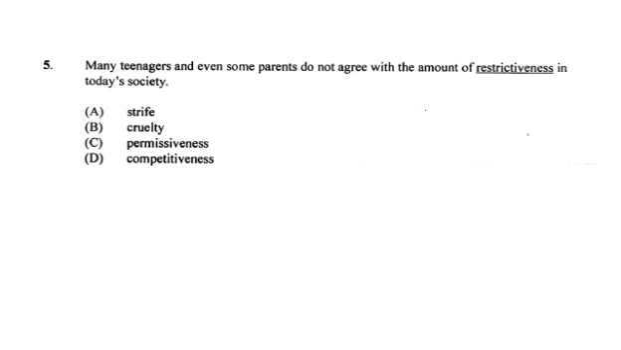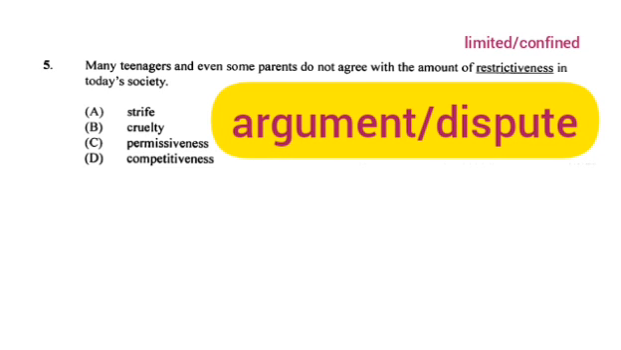Item 5. Many teenagers and even some parents do not agree with the amount of restrictiveness in today's society. The answer options are A, strife, B, cruelty, C, permissiveness, and D, competitiveness. The word restrictiveness means that you are limited or you're confined. So when you want to go to that party and your parents say, no, you're not going, it means that you are restricted. The word strife means an argument or a dispute.